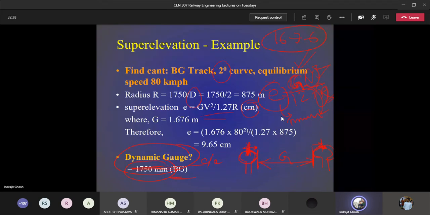In case of broad gauge, this 1750 is nothing but 1676 plus 74, that makes 1750. It is basically the center to center distance between the two rail heads, and we use it in order to come up with the value of super elevation in railway engineering. So we do not use the actual value of gauge.